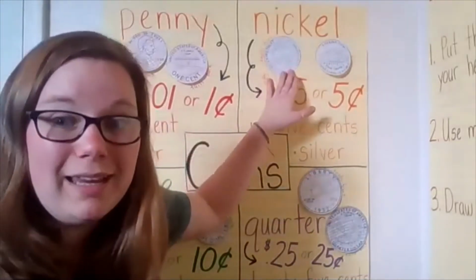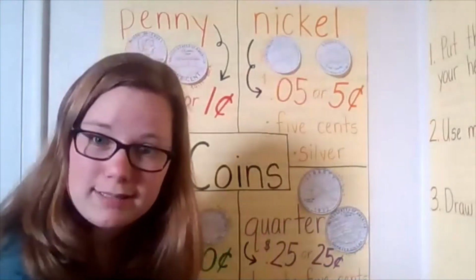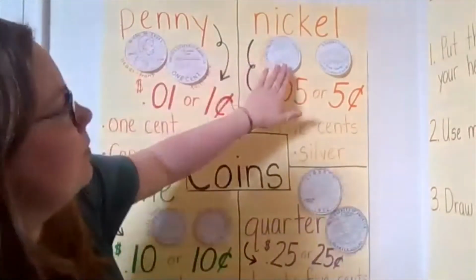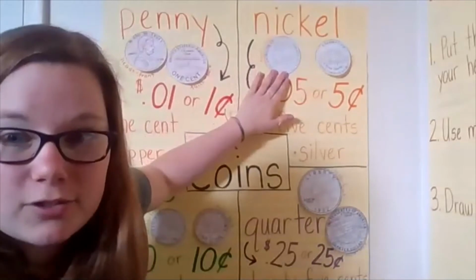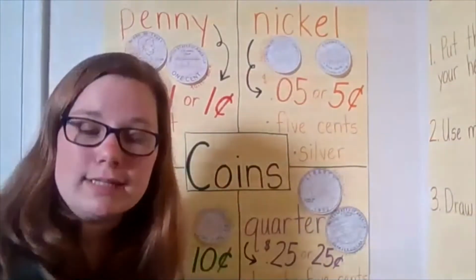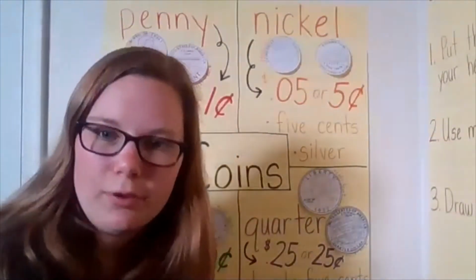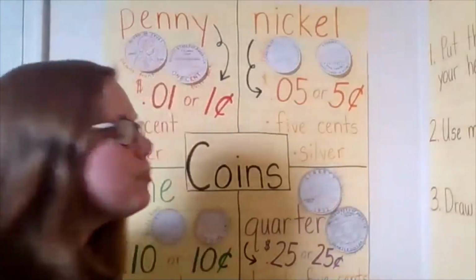We also notice that a nickel is different, or we can contrast a nickel from a penny. It's different colors. A nickel is known as silver. So a nickel is silver, while a penny is copper. That's another way that they are different.